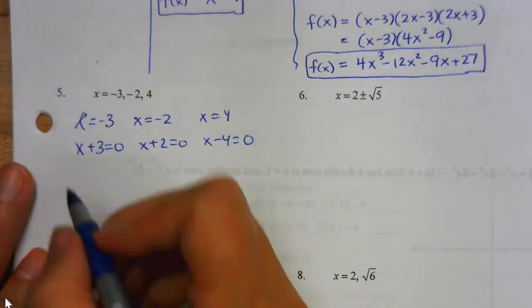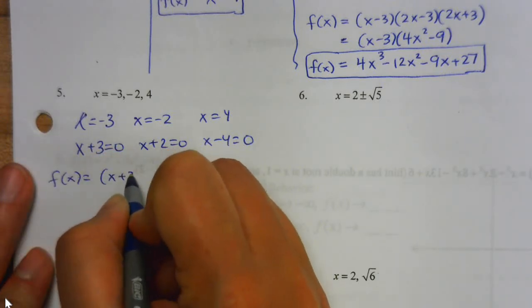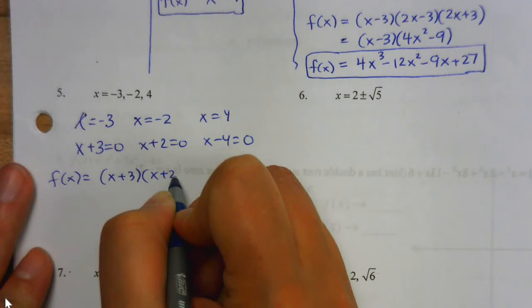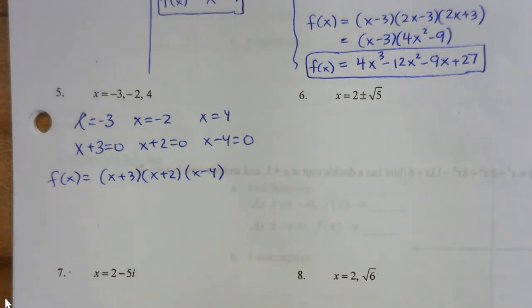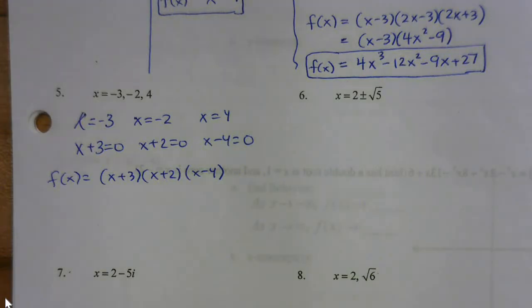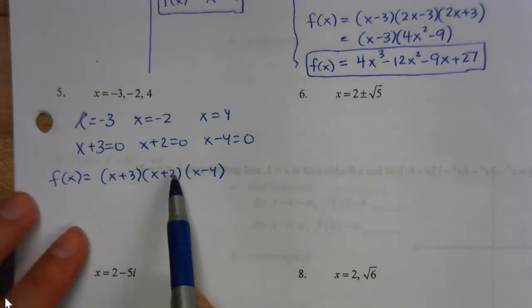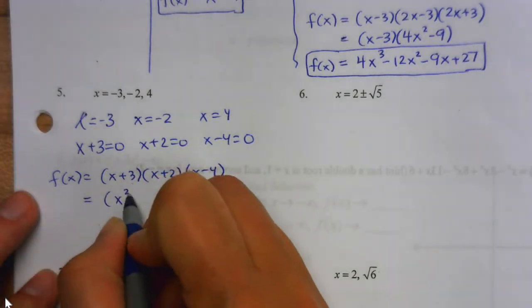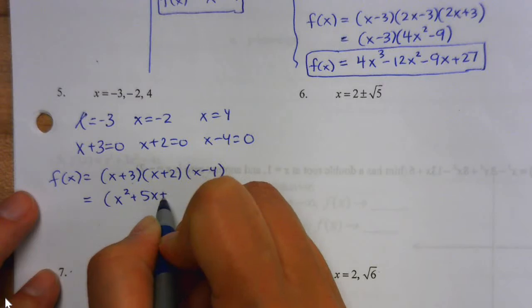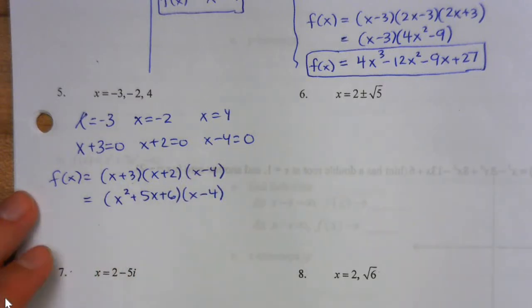And now we're going to multiply them together. So f of x is equal to 1 factor of x plus 3, 1 factor of x plus 2, 1 factor of x minus 4. On this one, it doesn't matter which ones you start with to multiply them out, whether you do the front two or the back two, you just need to start multiplying. If I multiply out the front two, it's going to be x squared plus 5x plus 6, and that needs to then be multiplied by x minus 4.